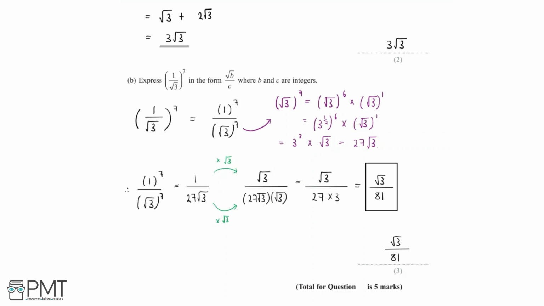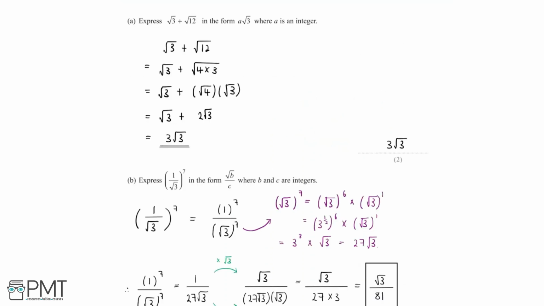Now this question is worth 5 marks. In part A, we get 1 mark for simplifying root 12 and for saying that root 12 is equivalent to 2 root 3. And we get the second mark for getting a final answer of 3 root 3.